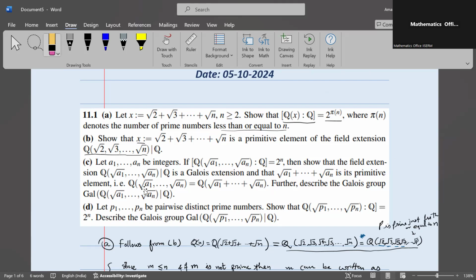If you are attaching just root alpha to Q, where alpha is a real number, it will be a degree 2 extension. So if you attach root alpha prime, root alpha double prime, like that, one each time, the degree gets doubled. That's all. What to do in part C? We have already been given that 2 power n is the degree of extension. So that field extension is a Galois extension, and this is our primitive element. This is similar to the earlier question, which we have already done in part A and part B.